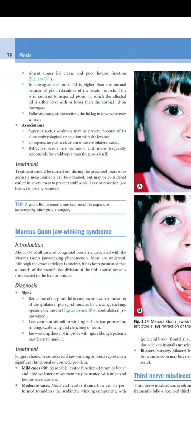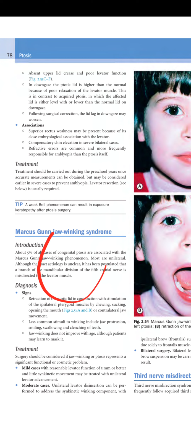In down gaze, the ptotic lid is higher than normal because of the poor relaxation of the levator muscle. This is in contrast to acquired ptosis, in which the affected eyelid is either level with or lower than the normal on down gaze. Following surgical correction, the lid lag in down gaze may worsen.